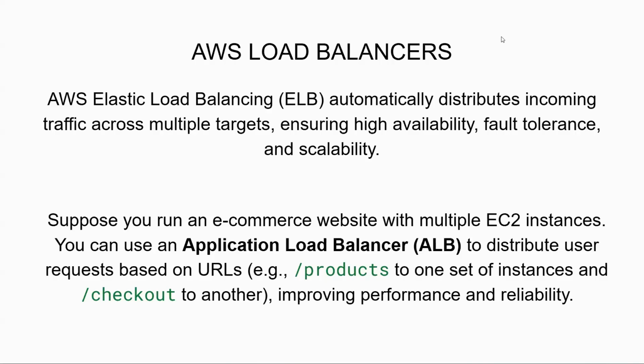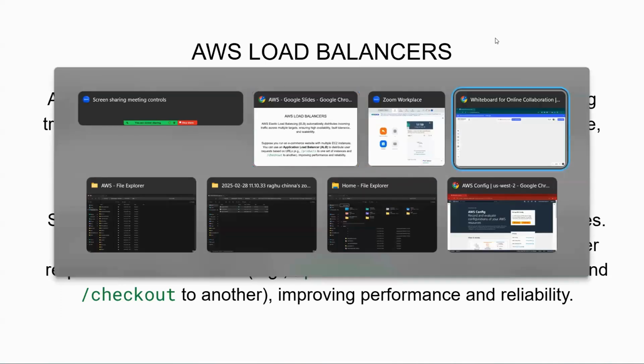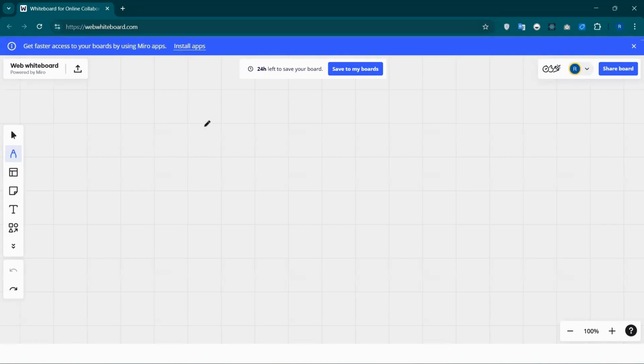In this video, we are going to discuss the AWS Elastic Load Balancer, which automatically distributes incoming traffic across multiple targets, ensuring high availability, fault tolerance, and scalability. See why we use the load balancer.